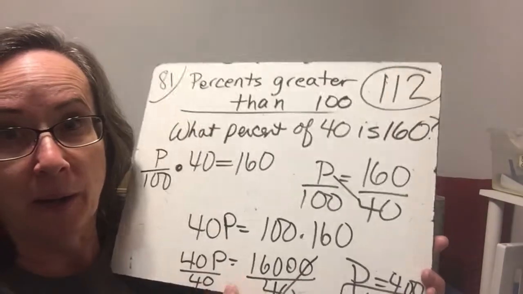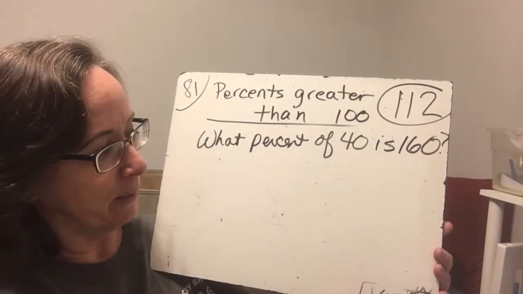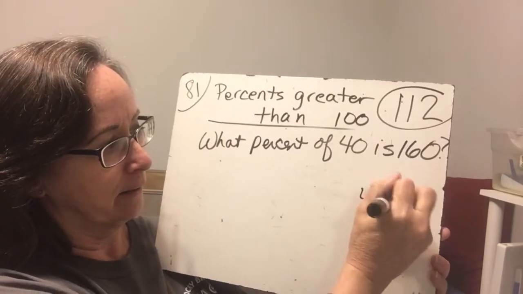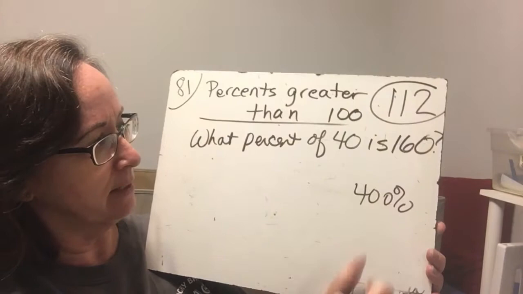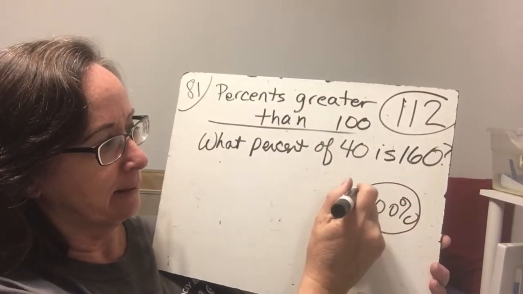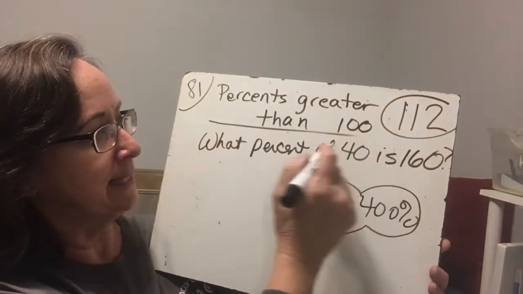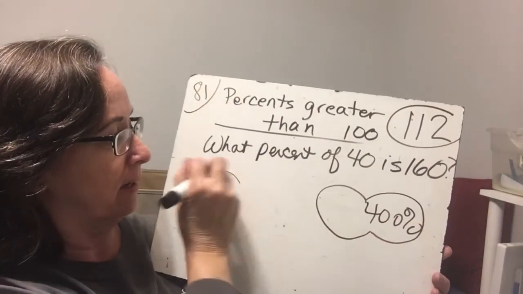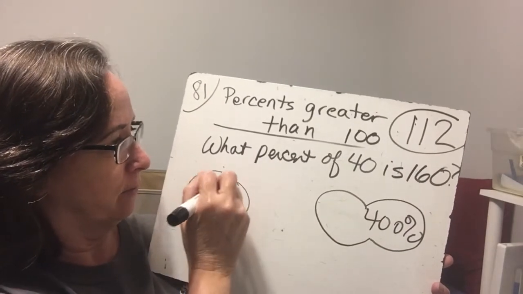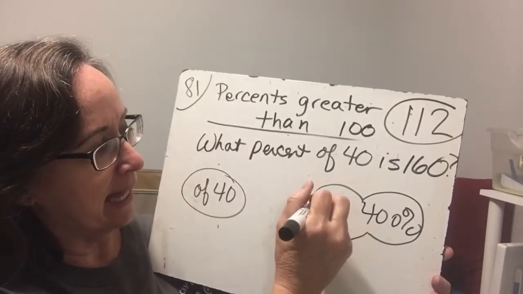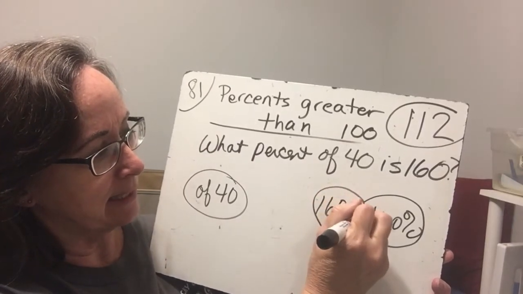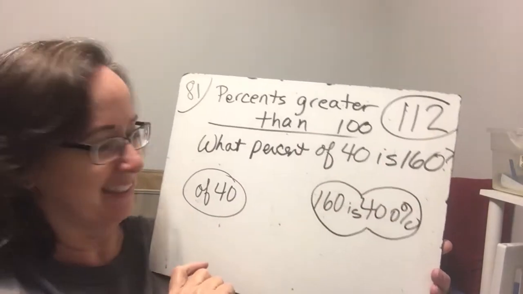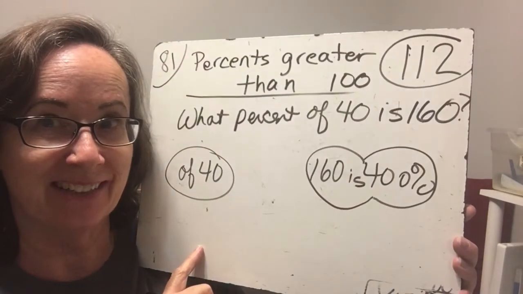Let's draw our peanut diagram. Okay, so we're going to say 400% over here, because that's what we found out. We're going to make this a big peanut. Okay, and we're going to say that what percent, 400%. Here is our of number of 40. And then we're going to say 160 is 400% of 40. And there's our answer in diagram form.